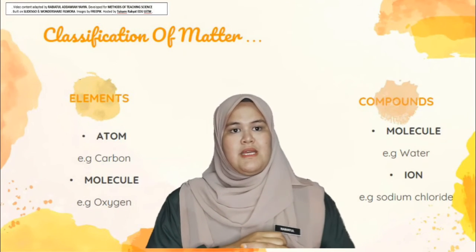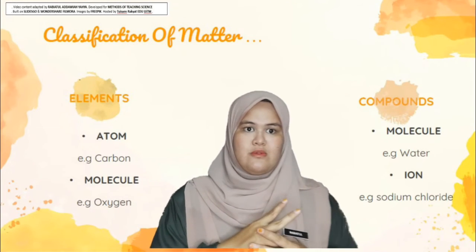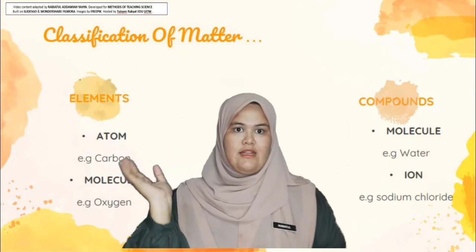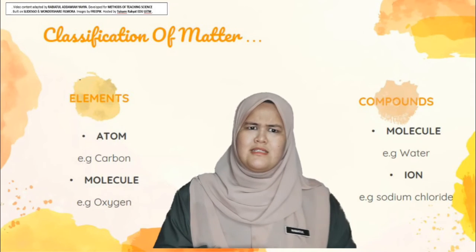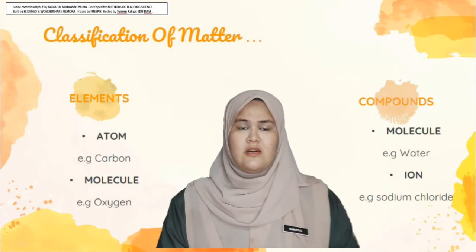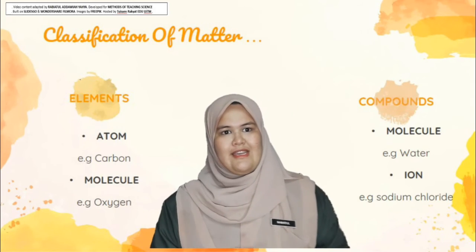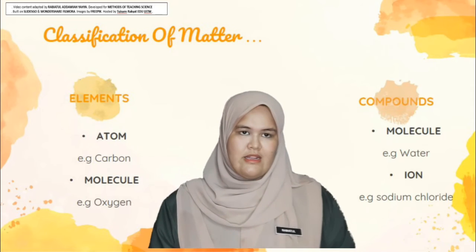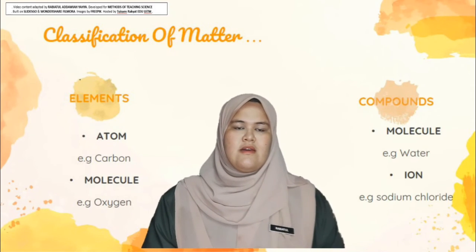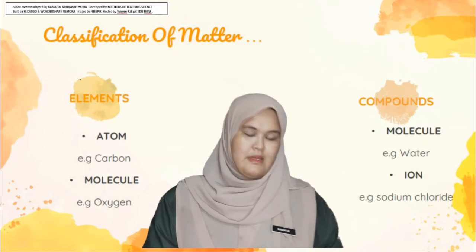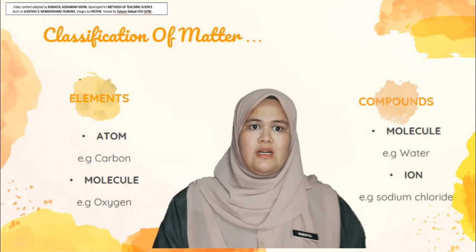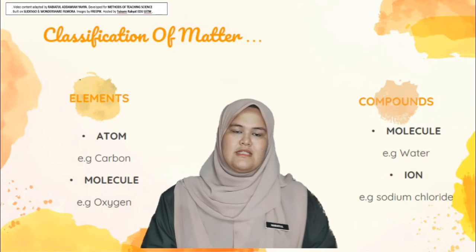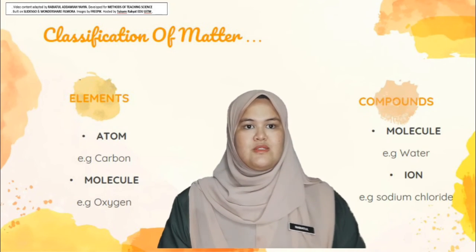Students, matter can be classified into 2, which are elements and compounds. What is the difference between elements and compounds? Okay, elements are, for example, atoms and molecules. And for compounds, examples are molecules and also ions.